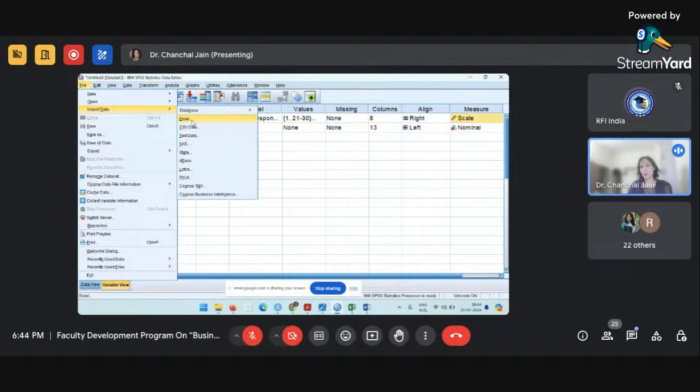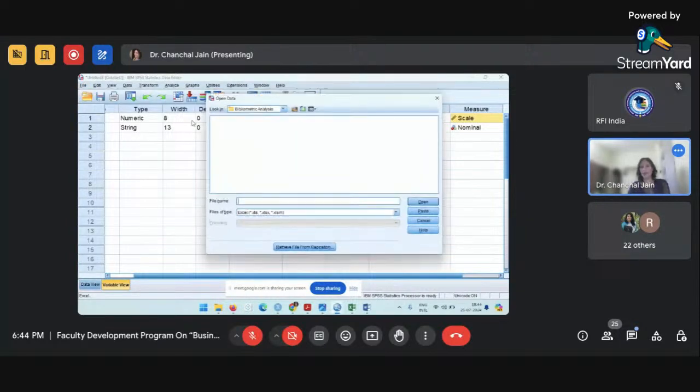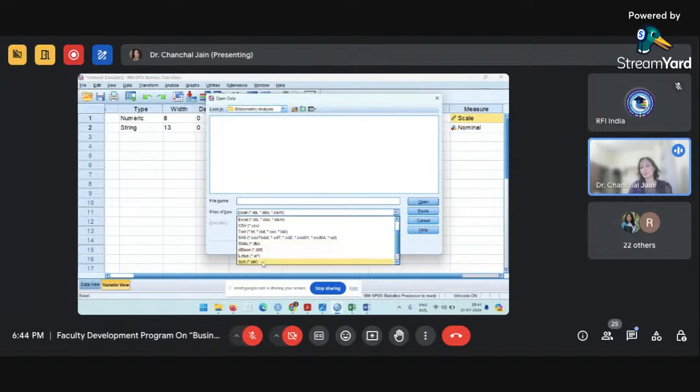Suppose I am clicking on Excel, right? So that way open data will open for me, but here the files of type will be set as Excel, which you can change according to your need. These are the various extensions available. These types of data you can bring into the SPSS environment, right?